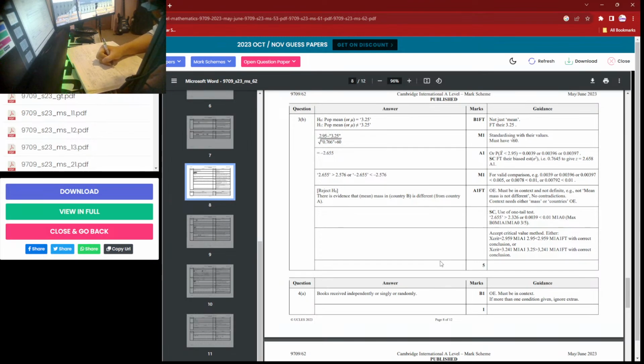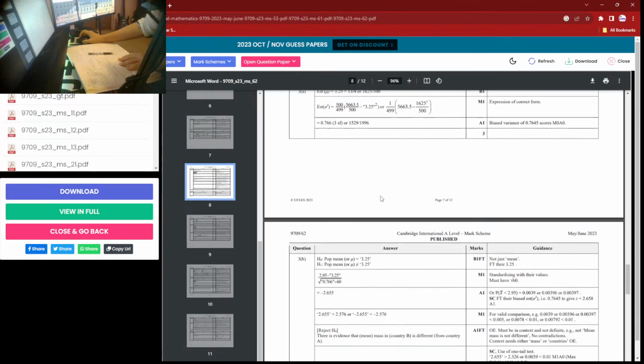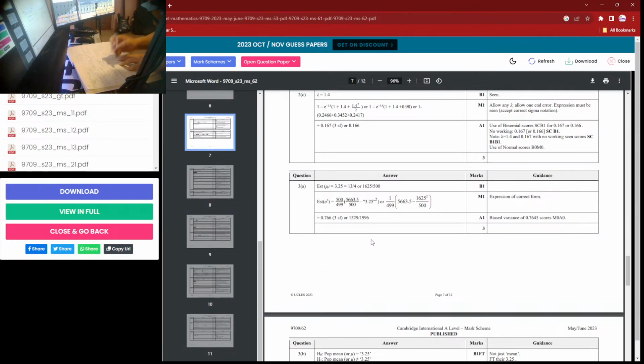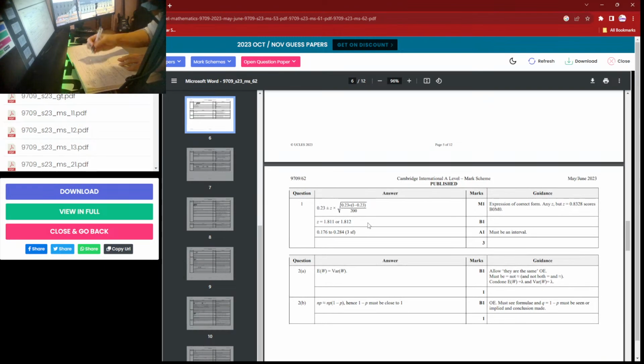Oh my gosh. There's evidence that mean mass and contributes different. Alright, there's evidence, but what's the negative 2.655? Alright. Because you can do all. 0.766, alright. 0.167, okay. EW is equals to minus W, okay. Hence 1 minus P must be close to 1. Yeah, alright. Wouldn't be equal, so yeah.